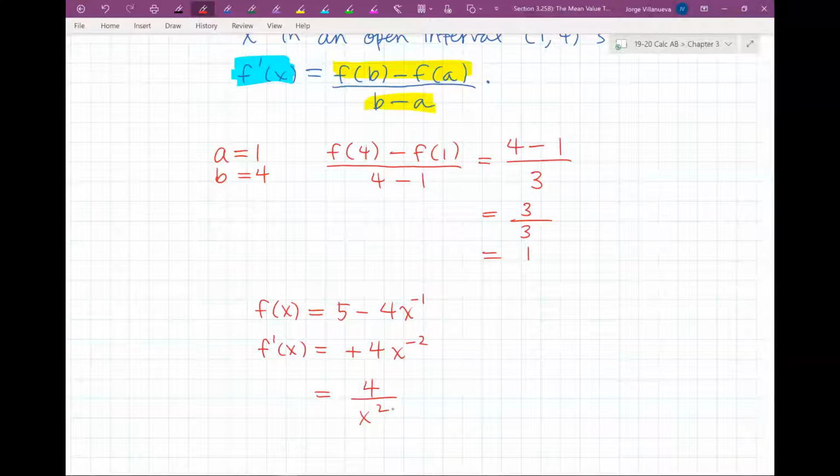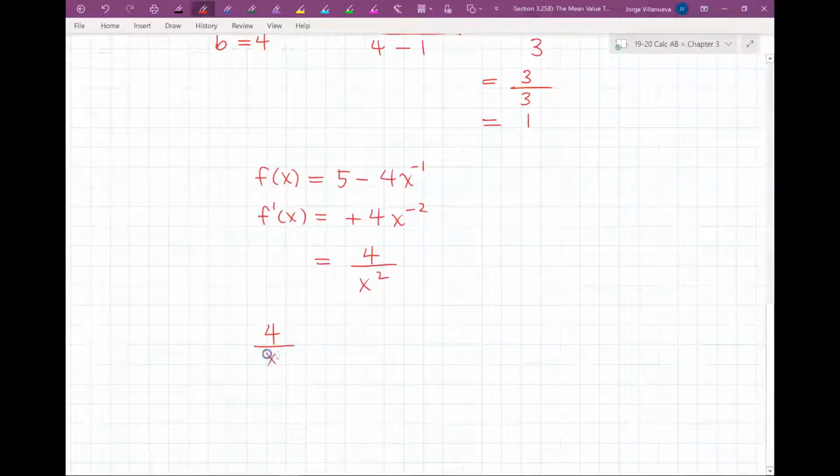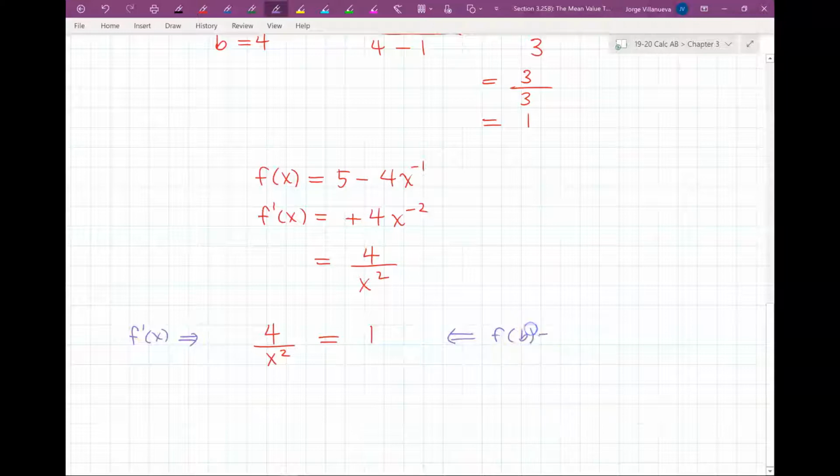So all I have to do is set my derivative equal to my mean value, my average slope. So 4 over x squared has to equal 1. This is my f prime of x, and this is my f of b minus f of a over b minus a. So let's just solve it. This should be a pretty easy solve. 4 is equal to x squared, because we just multiplied that over. So x is equal to plus or minus 2.